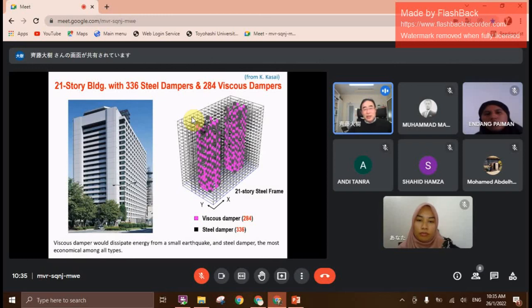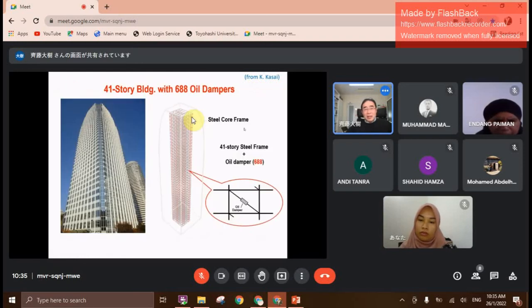Okay? And even a new building has many dampers inside. This is a high-rise building with viscous dampers and also steel dampers mixed together in the building. It is a 21-story building. And this is a 41-story building, also with 688 dampers. So it is a new building, designed initially with dampers, so many dampers inside.